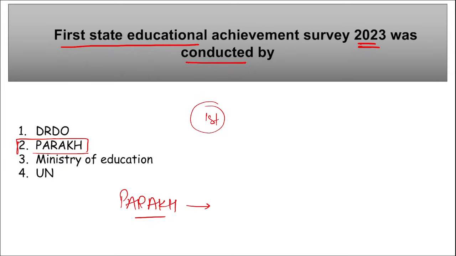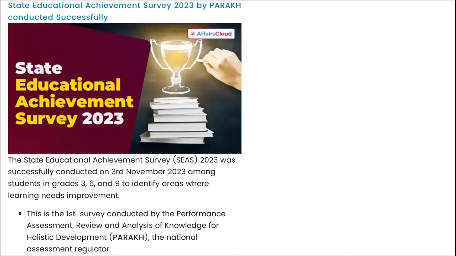What is Parak? Parak stands for Performance Assessment Review and Analysis of Knowledge for Holistic Development. I repeat, Parak stands for Performance Assessment Review and Analysis of Knowledge for Holistic Development. This is Parak and it is the National Assessment Regulator.